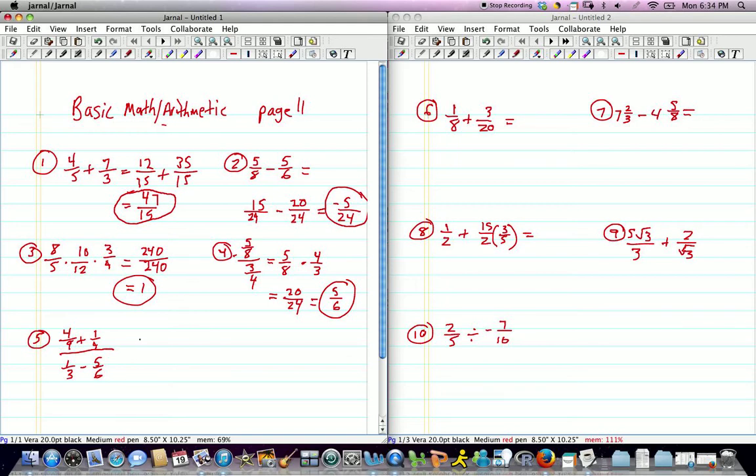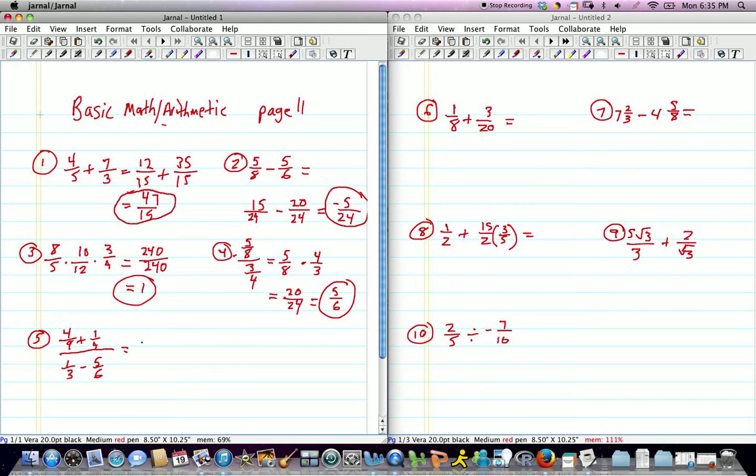Number 5 looks a little more complicated, and it is. We're going to treat the numerator and the denominator separately as two separate problems. So the first thing I'm going to do is try to find a common denominator on the top and then add those two fractions. Then I'm going to find a common denominator on the bottom and subtract those two fractions. And then I'm going to divide my two answers to get my final answer.